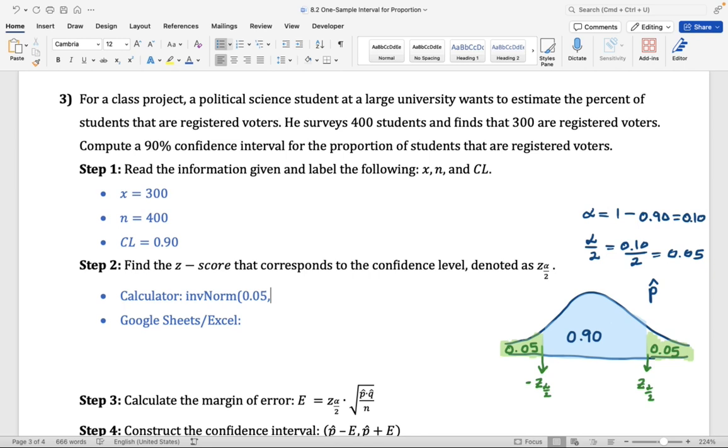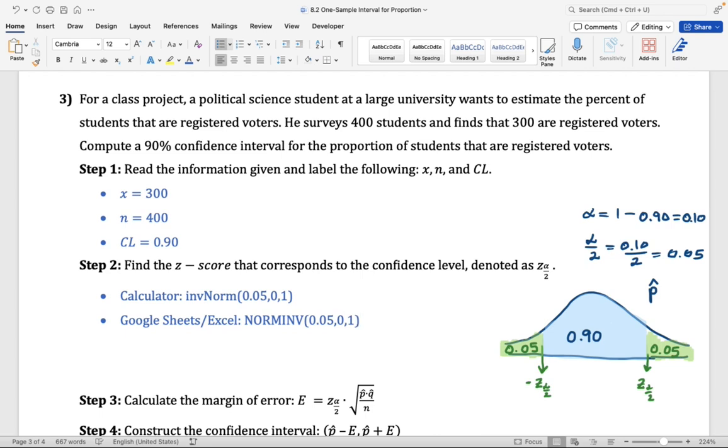Now, because we're dealing with a C-score, your mean is going to be 0 and your standard deviation is going to be 1, right? We're talking about a C-score. A C-score is found under the standard normal distribution. The standard normal distribution has a mean equal to 0 and a standard deviation equal to 1. Now, if you're using Google Sheets and Excel, you're going to use norm INV, and you're also going to enter the area to the left of the C-score you're trying to find, the mean, which is 0, and the standard deviation, which is 1. Okay?